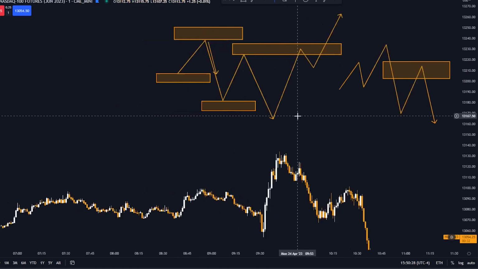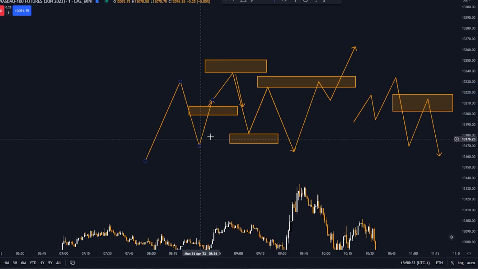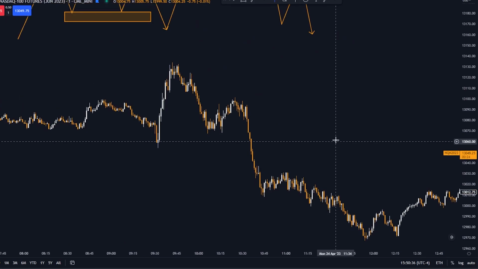You can also look for some liquidity that was before, so the market can look like this, and we can see that there is another one. So let's just look at today.